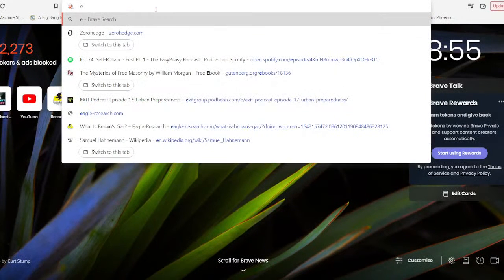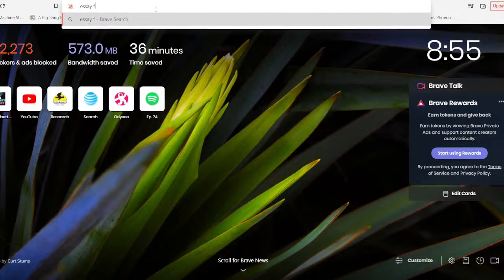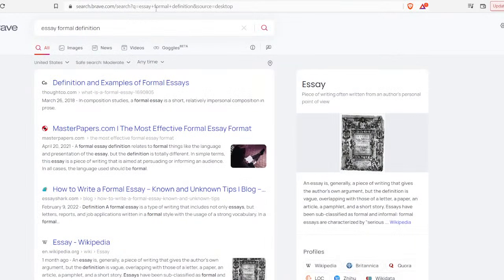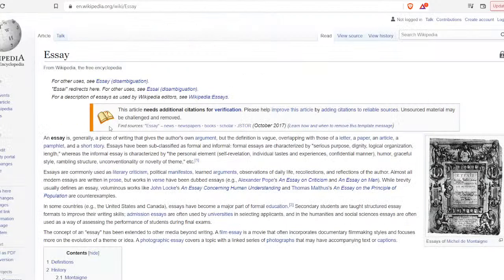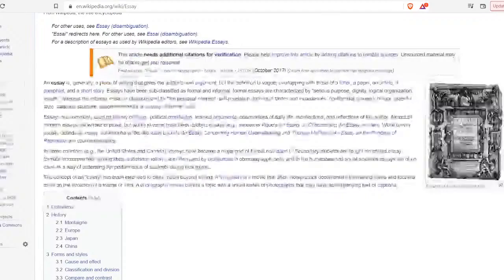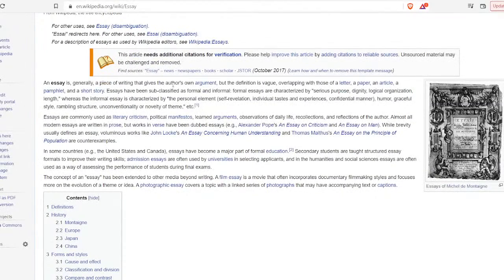Let's see, what's the formal definition of an essay? But yeah, that's a pretty interesting insight by this Gore Vidal guy. Apparently, he was in the army for a little while as well. Let's see. So the concept of an essay has been extended to other media beyond writing. A film essay, photographic essay. Generally, a piece of writing that gives the author's own argument, but the definition is vague, overlapping with those of a letter, a paper, an article, a pamphlet, and a short story.